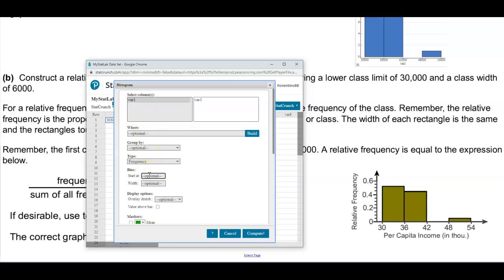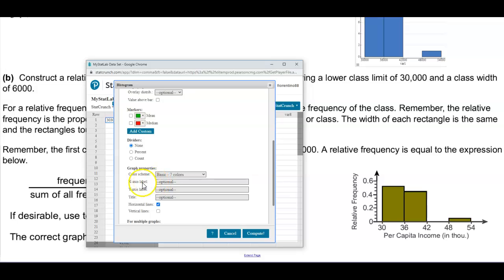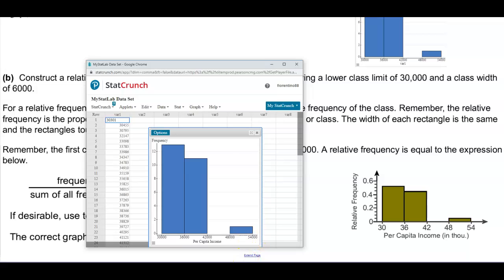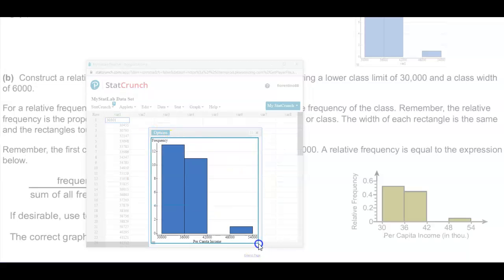Again, we're starting at 30,000 for our lower class limit. We know that our width is 6,000. For the X axis label, we can again put in per capita income. The Y axis is already going to be labeled frequency. Now we're going to select compute, and I'm going to copy and paste that into our assignment here.